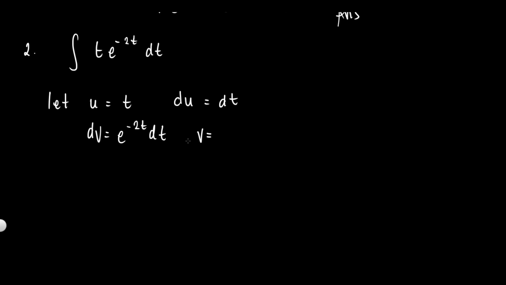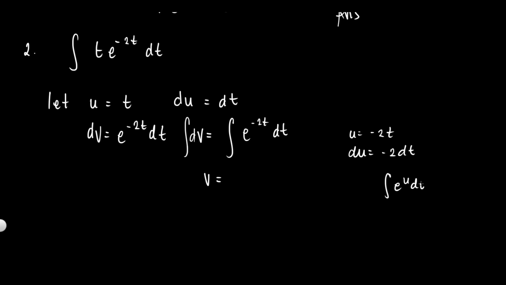Anong integral nito? Sige. So, lagyan natin dito, e raised to minus 2t dt, or lagyan na rin natin dv dito. Integrate. So, v equals, ano to? E to the u du, di ba? If u is minus 2t, du is minus 2 dt. Correct? So, ang form is e to the u du.